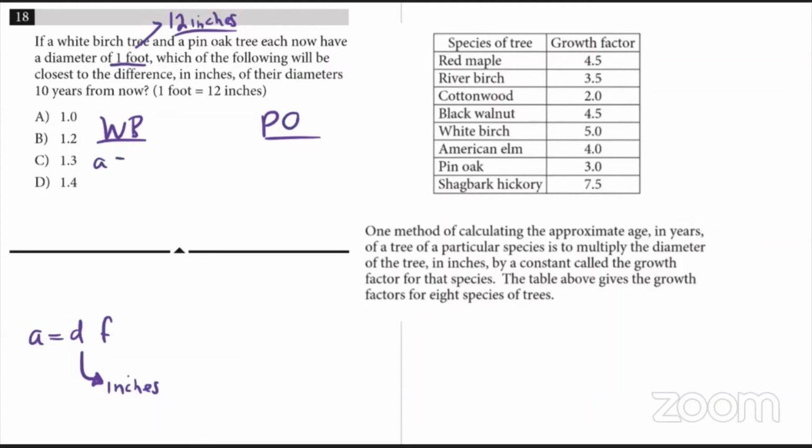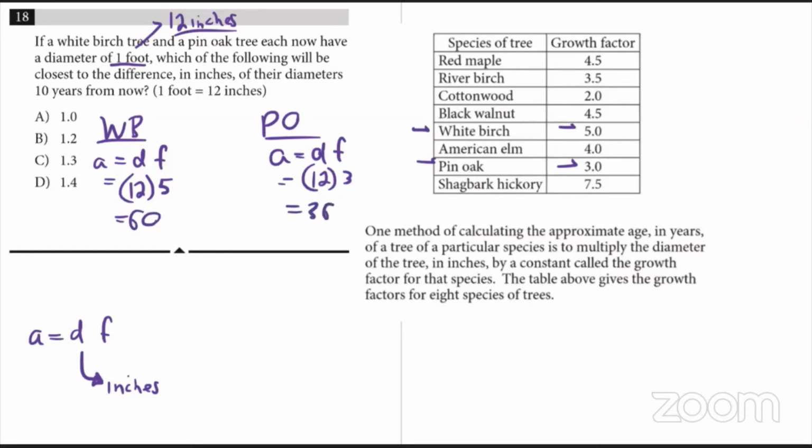So for each of them, the age is the diameter times the growth factor. They both have a diameter of 1 foot, which is 12 inches. And the growth factor of the white birch is 5.0. And the growth factor of the pin oak is 3.0. So with the given information in the chart and in the question itself, we can tell the two ages. So the white birch is 60 years old and the pin oak is 36 years old.